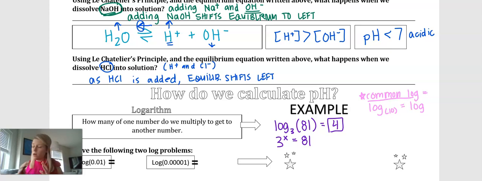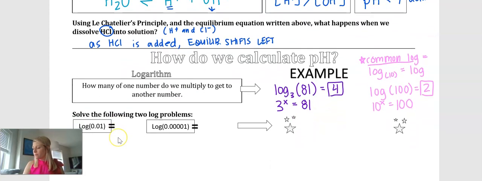Our problem here that I want to give you is log of 100 equals what? Again, let's rewrite that. Common log is base 10, so this is asking us 10 to what value is equal to 100? And 10 times 10 is 100, so that would be a 2 as our answer. So let's go ahead and solve the following log problems.